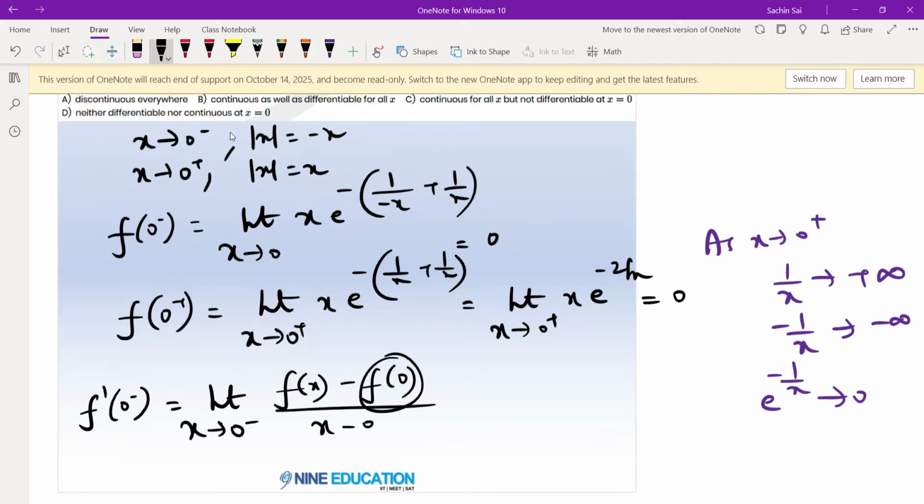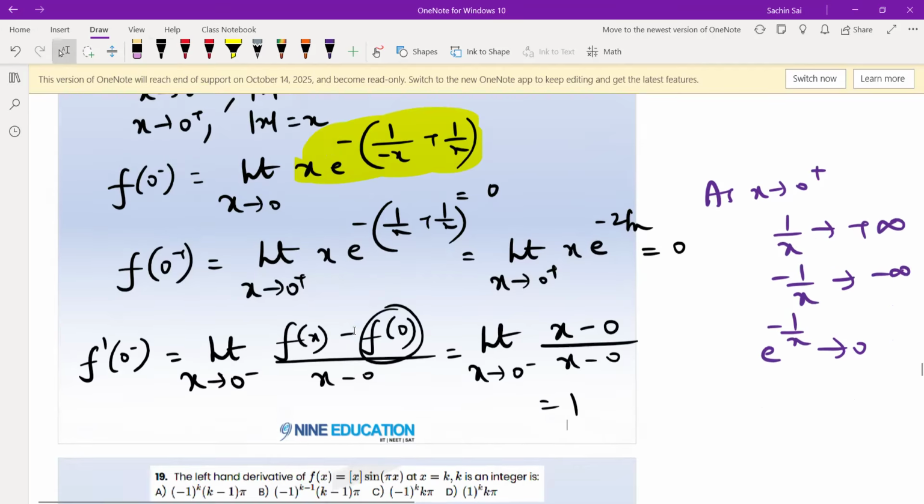Right? So this means the limit as x tends to 0 minus of f of x can be written as, so I will be taking this definition. For 0 minus, I will be taking this as the definition of f of x, which will become x minus 0 by x minus 0. This is 1. So the left limit, the left derivative of the function, is 1.